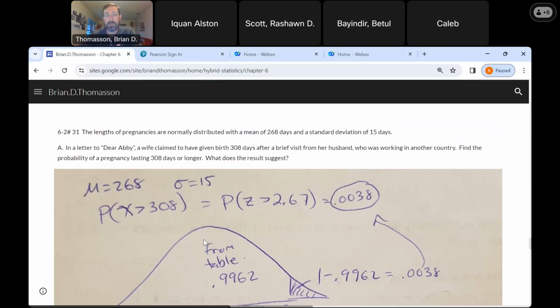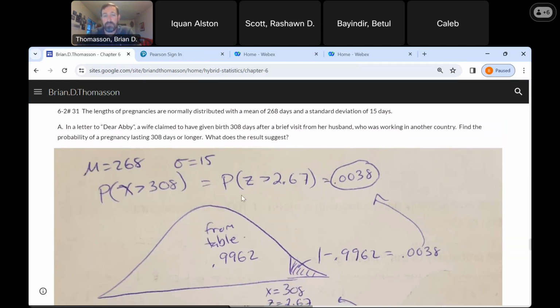Okay, so we're testing this pregnancy length. All right, so her husband's been away for 308 days, and the wife is about to have a baby, and we're trying to figure out the probability that this is the husband's child. We know that the average length of pregnancy is 268 days with a standard deviation of 15, and this birth is at 308 days. So we say, okay, what's the probability that it's the husband's child? Okay, so we're looking for the upper bound.